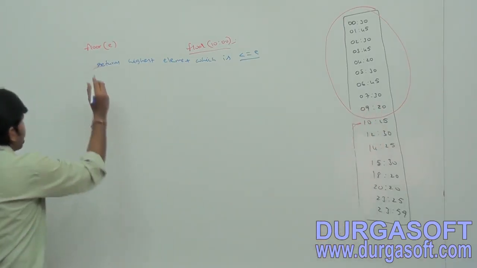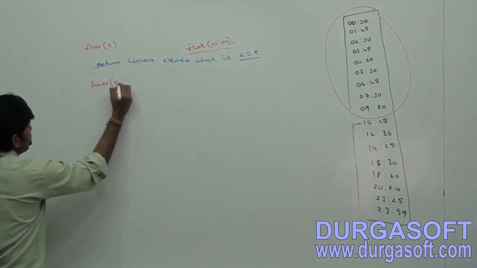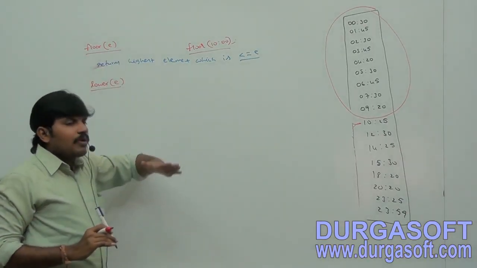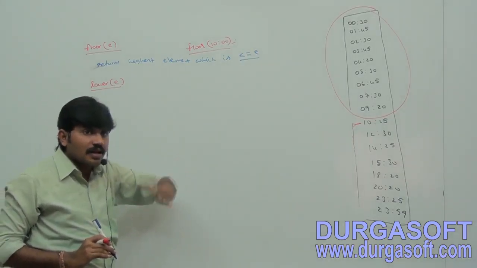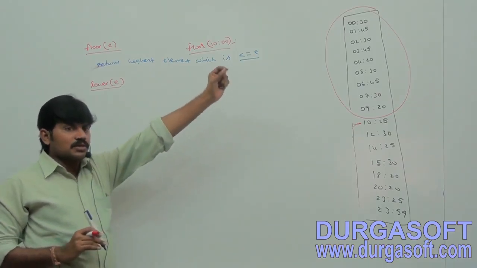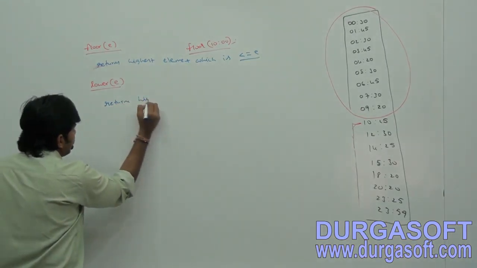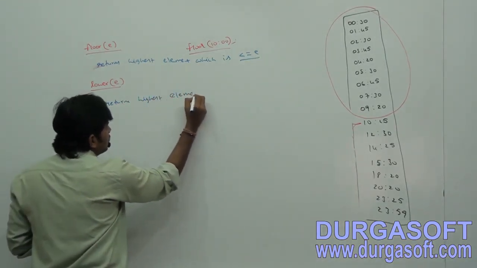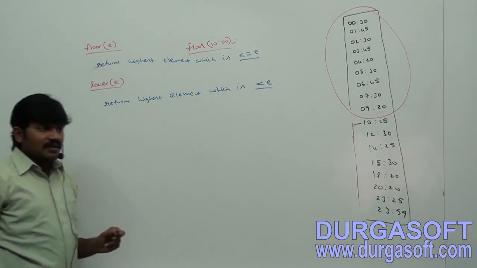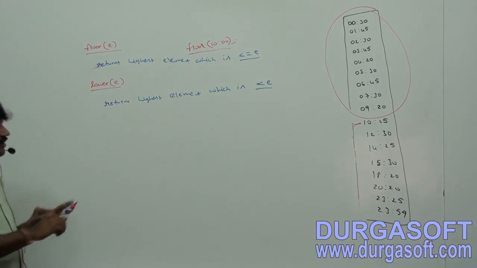Now, can you tell, lower of E, what does it return? Lower of E, do you know? Not at 10 or before; I am asking strictly before 10 o'clock. Before 10 o'clock, what is the last flight timing? Returns the highest element which is less than E. Correct or not? Observe the floor method and the lower method. There is a difference there.